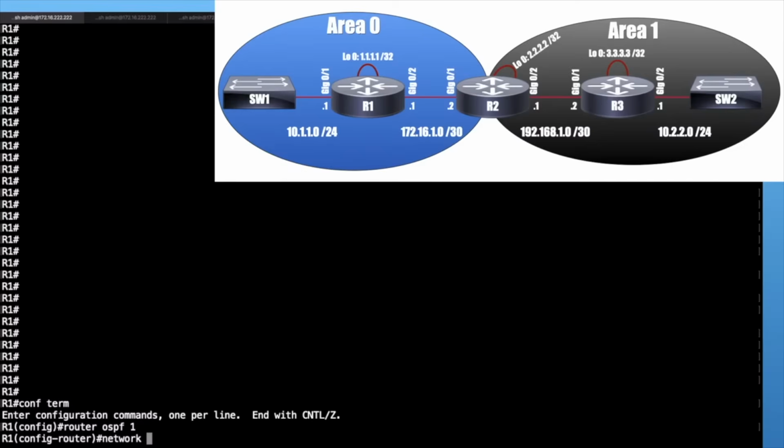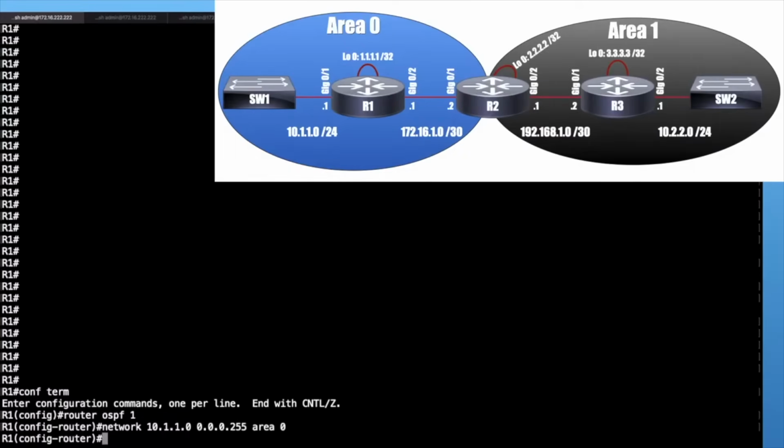We're saying, I want to advertise 10.1.1.0 and the /24. I'm going to put that not as a subnet mask, I'm going to put it as a wildcard mask, which we just said is 0.0.0.255. And I need to say what area that interface, not the router, but what area does that interface belong to? It belongs to area 0. Now, that command looks like I said, advertise network 10.1.1.0/24 in area 0. And that is the effect.